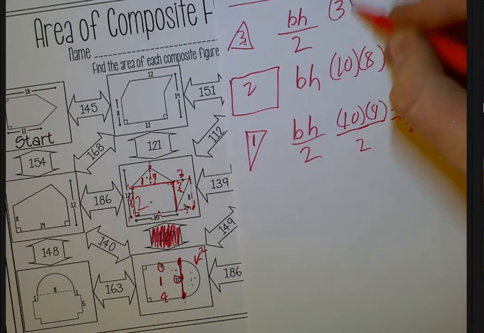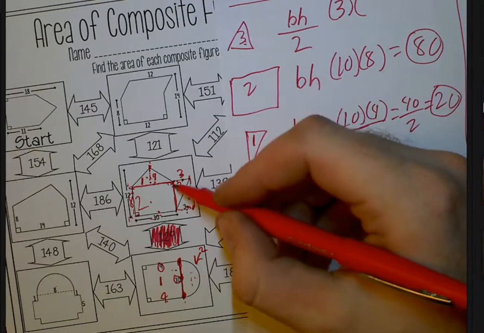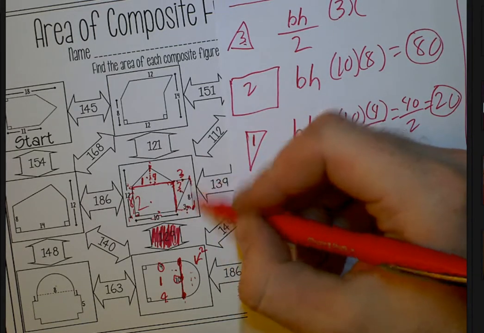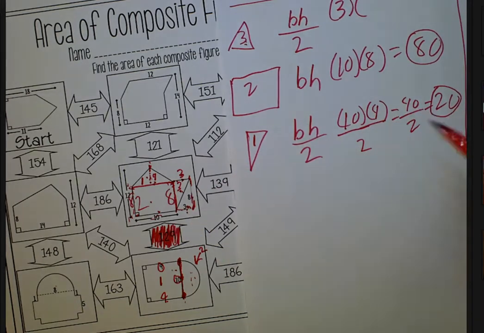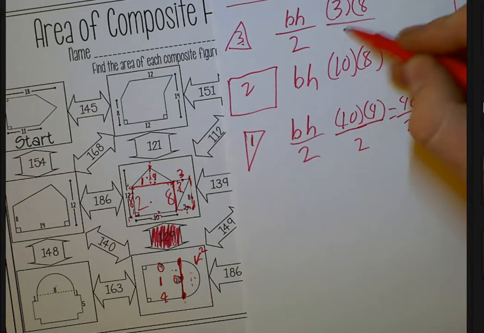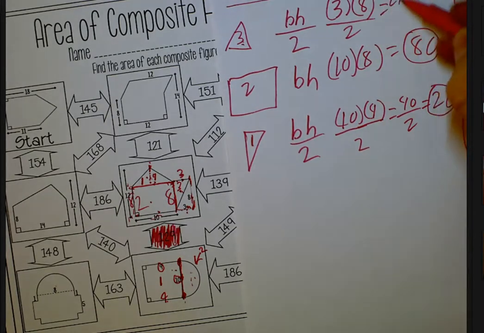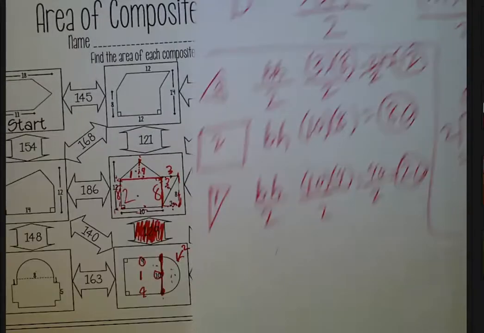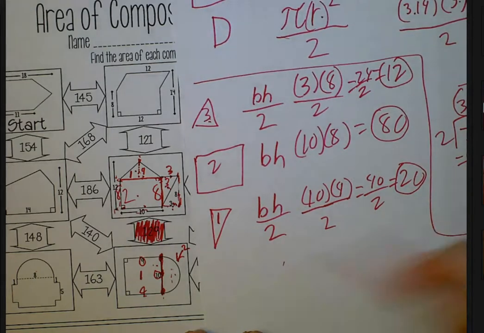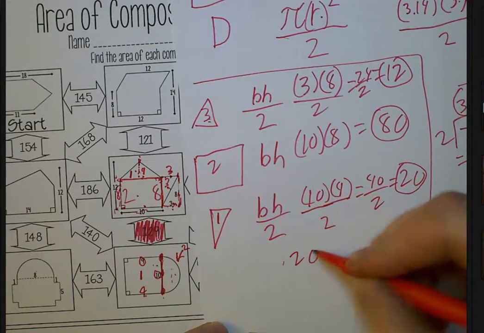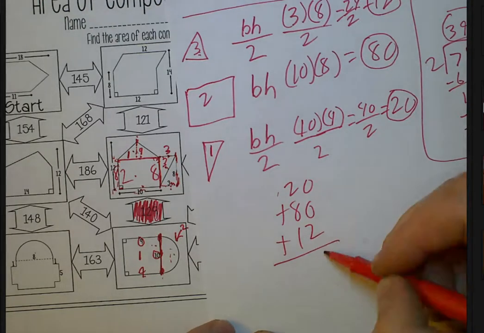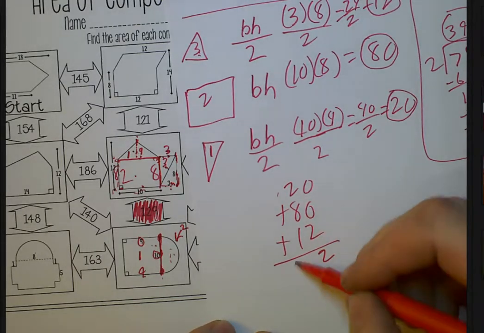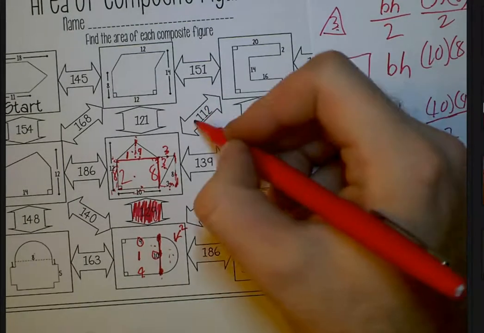So 3 times the height. We know how long this is because it is opposite of this side right here. We know this side is 8, so this side right here is also 8. So that is our height. So 3 times 8 divided by 2. That's 24 divided by 2, which equals 12. So now I'm going to add all my answers together to get the area of the whole shape. So now I have 20 plus 80 plus 12, and I get 112. So now we're going to this one.